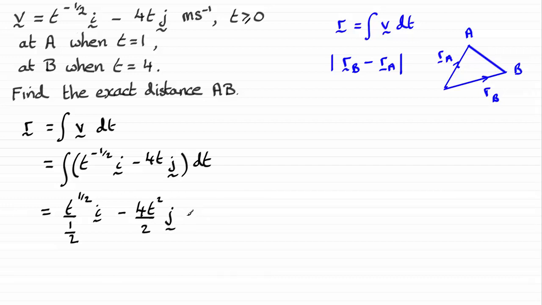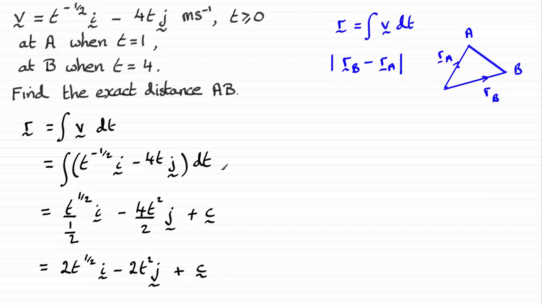Now this is a point you mustn't forget. Don't forget you've got a constant of integration, and it's a vector, so I'm just going to underline it, call it c. If we tidy this up, what we've got then is timesing top and bottom here by 2 gives you 2t to the power a half, and that's in the i direction, and here the 4 divided by 2, well, that's going to be 2. So you've got minus 2t squared j, plus the constant of integration vector c.